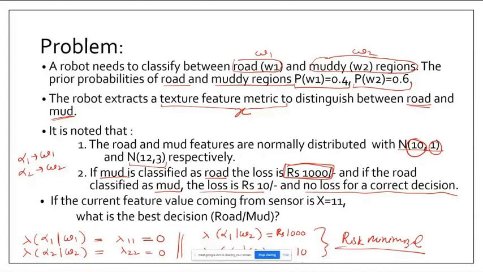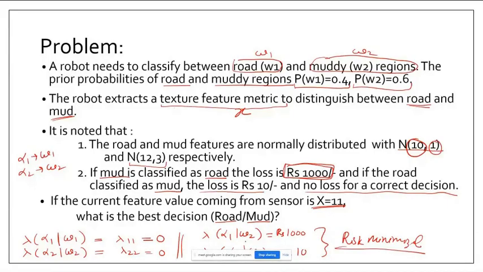Then for mud it is 12 and 3 respectively. If mud is classified as road, the loss is 1000 rupees, and if the road is classified as mud, the loss is 10 rupees, and no loss for correct decision. Now if the current feature value coming from the sensor is 11, what is the best decision? That is the question. So you have to decide whether this is road or mud.